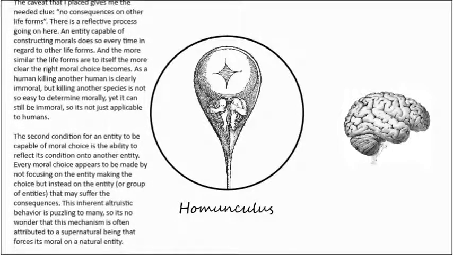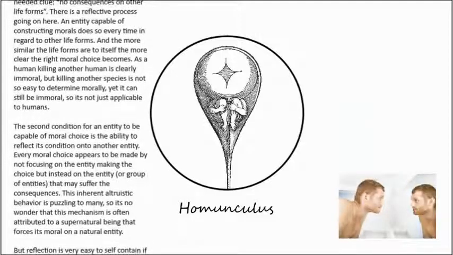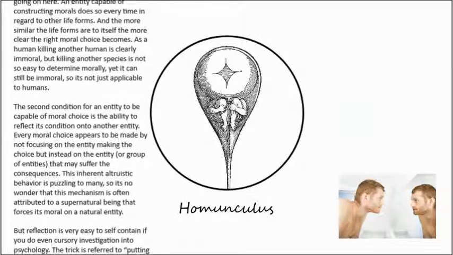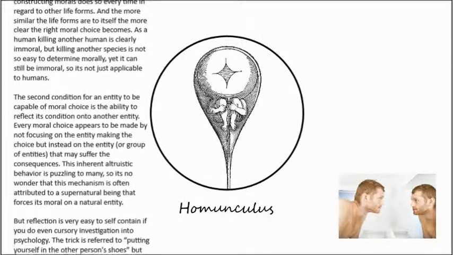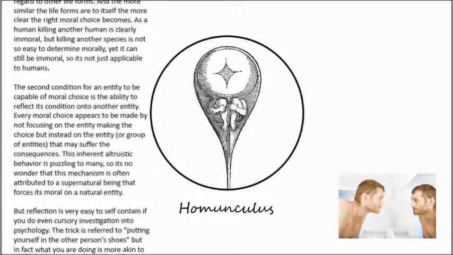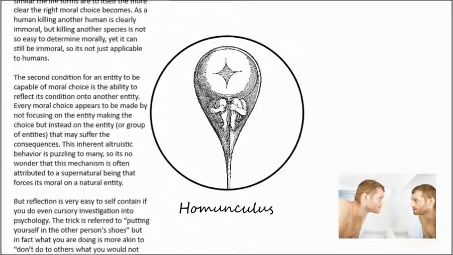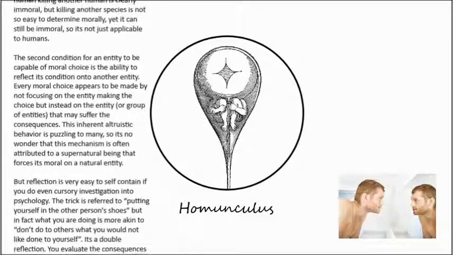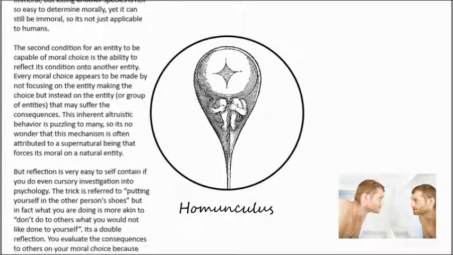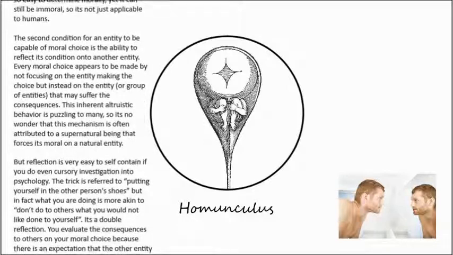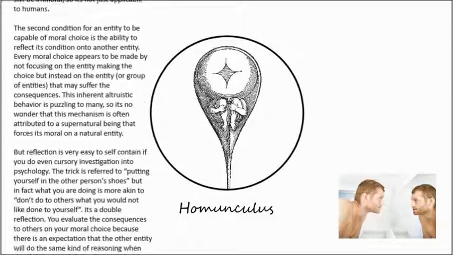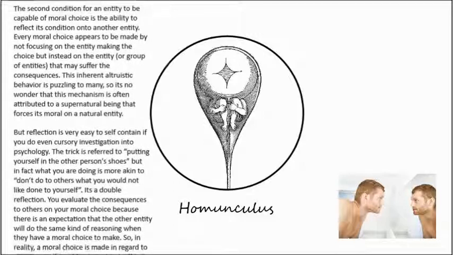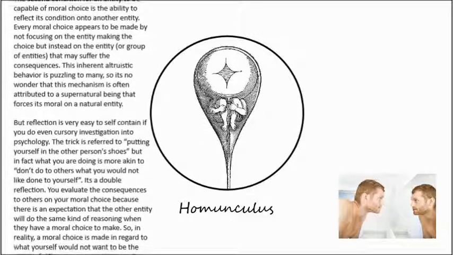The second condition for an entity to be capable of moral choice is the ability to reflect its condition onto another entity. Every moral choice appears to be made by not focusing on the entity making the choice, but instead on the entity or groups of entities that may suffer the consequences. This inherent altruistic behavior is puzzling to many, so it's no wonder that this mechanism is often attributed to a supernatural being that forces its moral onto a natural entity.